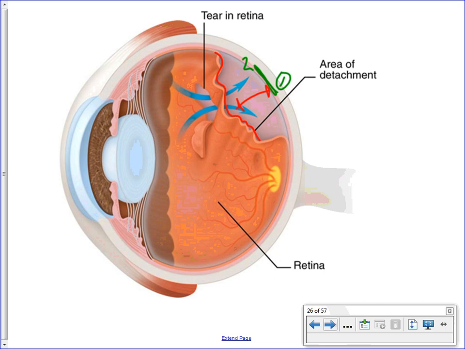It is pulled away, and what they're trying to show here as well is that fluid at the back of the eye, the vitreous humor, is getting in between those two layers and pushing them apart. And that is a detached retina.